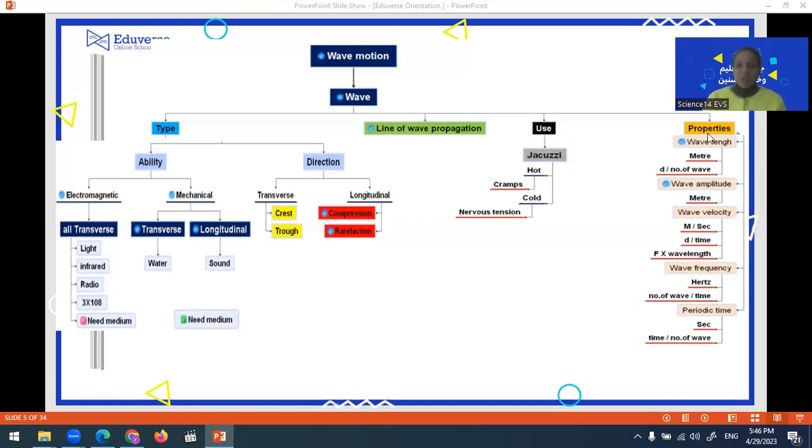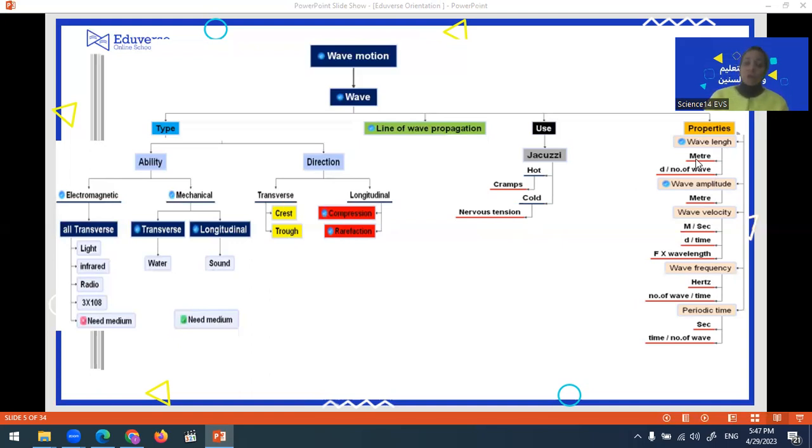Okay, let's talk about the properties. Do you remember the properties of oscillatory motion? We are going to take the same ones, but we're going to add some other properties. For example, the wavelength. Wavelength is the distance between two successive crests if we are talking about the transverse wave, or two successive troughs.